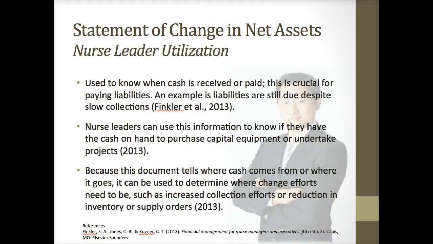So nurse leaders can use the statement of change in net assets to know when cash is received or paid. This is crucial for paying liabilities. So an example is liabilities are still due despite perhaps slow collections. Nurse leaders can also use this information to know if they have cash on hand to purchase capital equipment or undertake projects. Because this document tells where the cash comes from and where it goes, it can be used to determine where change efforts need to be, such as increased collection efforts or reduction in inventory or supply orders.